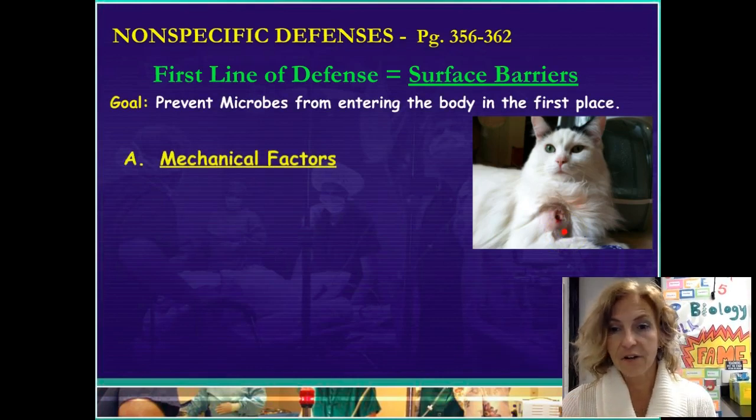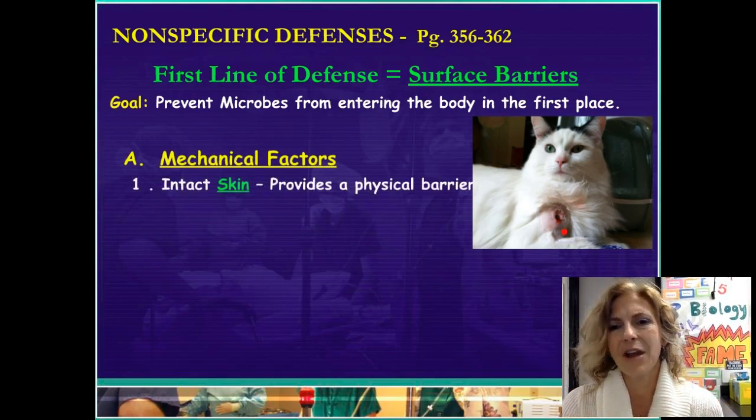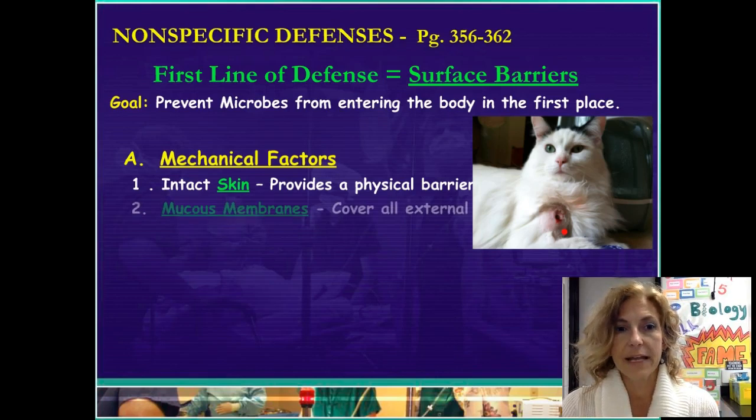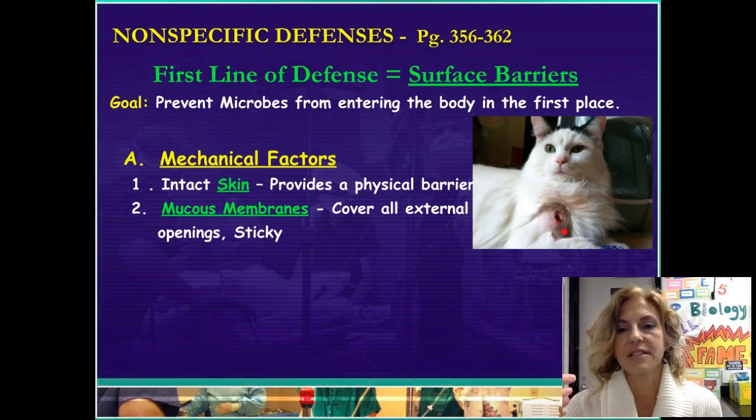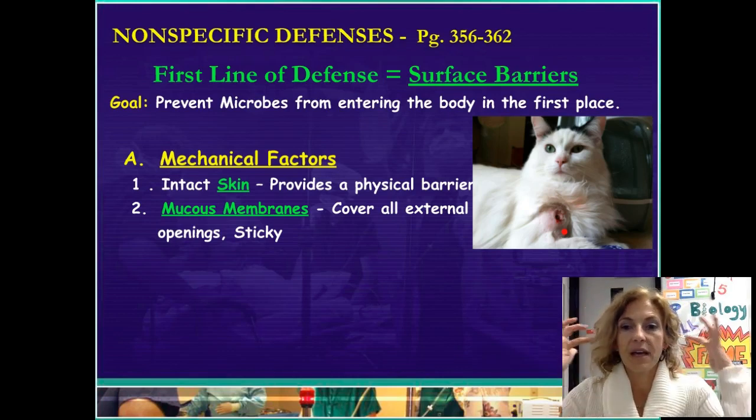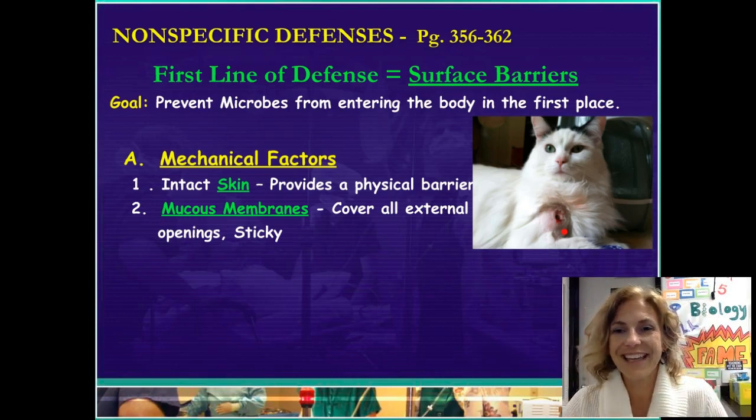We have a few mechanical factors, like your skin. That's the number 1. It's a physical barrier that keeps organisms from entering your body. We have mucous membranes covering all of your external openings. So mucous membranes create mucus, and you're a little bit familiar with that. Mucus is sticky, so that's going to trap foreign bodies, microbes, particles, things like that. So all of your external openings, that would be an easy way for things to get into your body. So we have mucous membranes there to protect us from that.